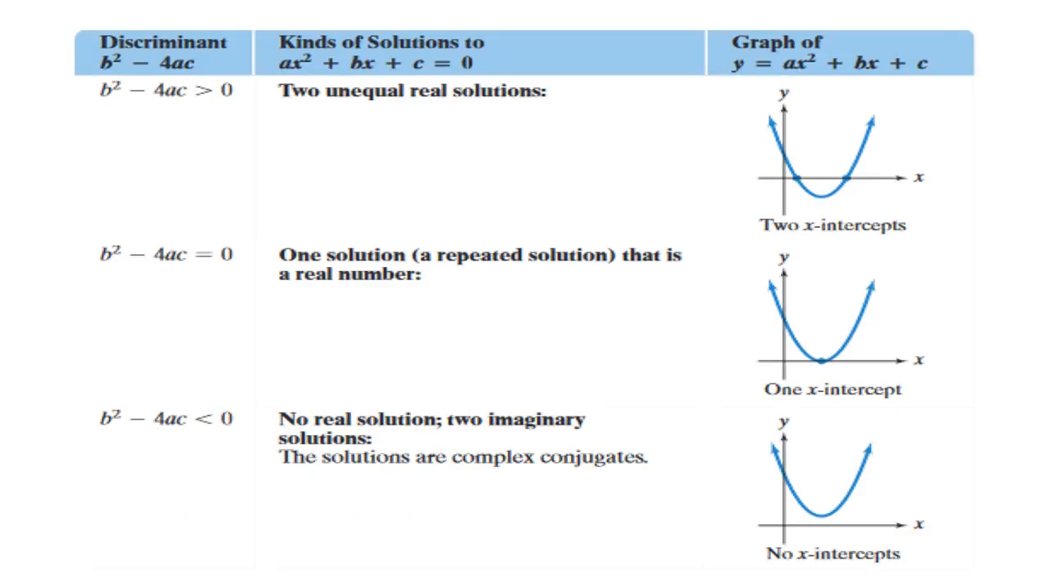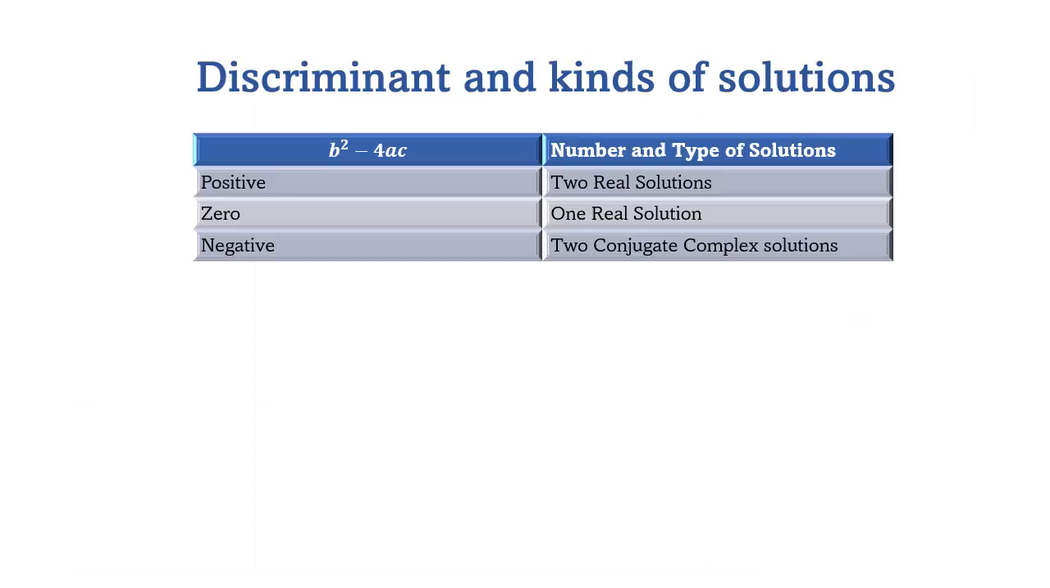Now, the discriminant is b squared minus 4ac. If it's positive, we get two real solutions, two distinct real solutions. If it's equal to 0, we get one repeated solution. If it's negative, we don't get a real solution. So we're going to see examples using the discriminant.